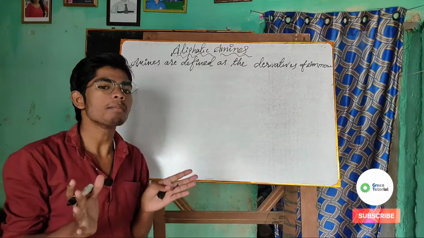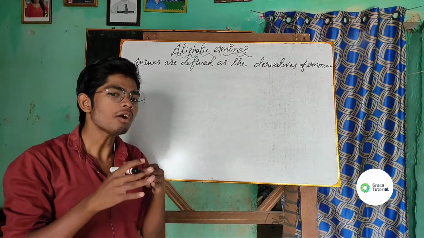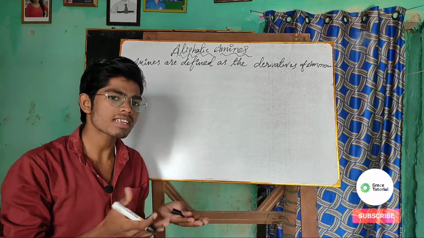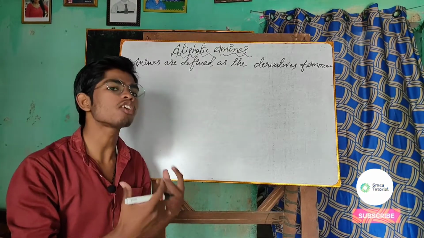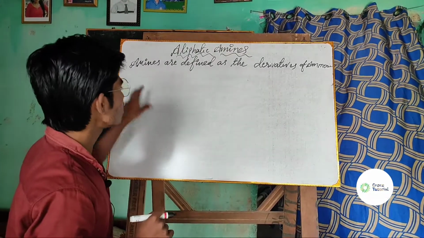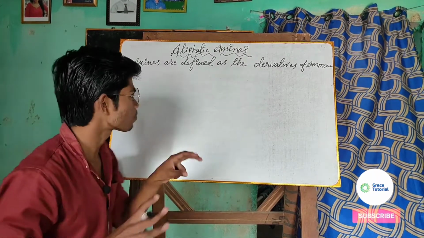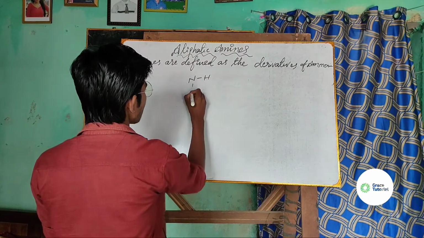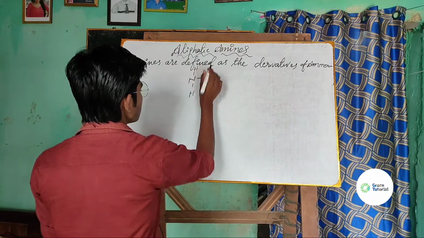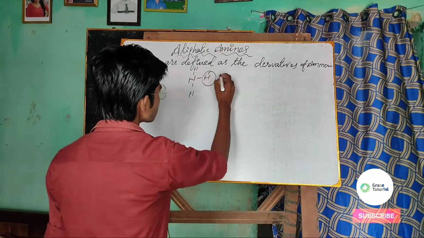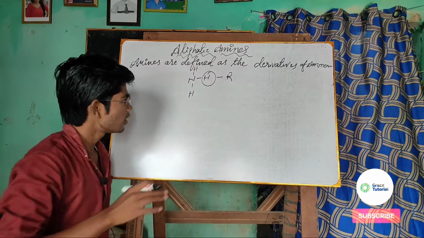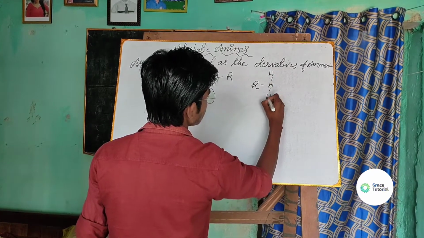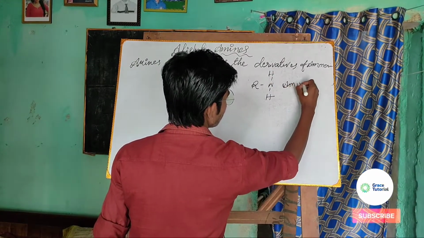Well, these are organic compounds, no doubt, but how are the amines generally obtained? The amines are formed when one or more hydrogen atoms are replaced by the alkyl group or the aryl group. That's why it is said that the amines are defined as the derivatives of ammonia. Suppose I have ammonia, and this ammonia is connected with hydrogen atoms. Suppose one of the hydrogen atoms is replaced by the alkyl group R, then how do we write this one? So this is an amine.